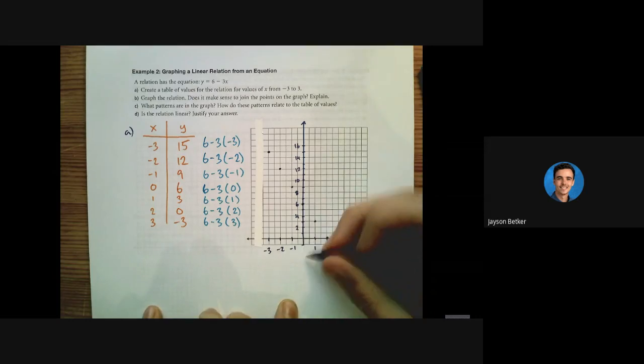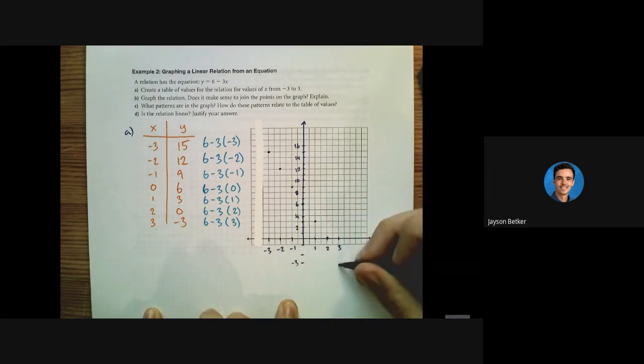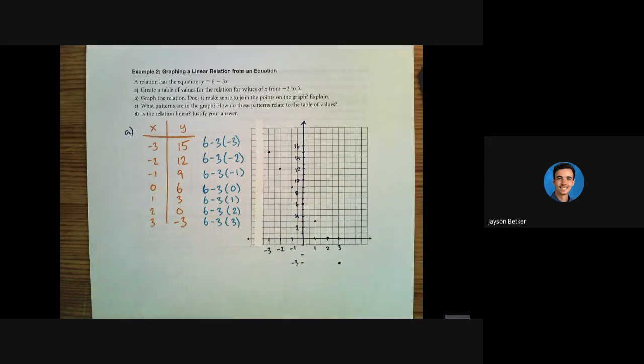So it'd be 1, 2, I don't know, something like that. -3, maybe down here. I made it a little bit too far down. It doesn't follow that perfectly straight line, but it's close enough. So there we go. We've graphed the relation.